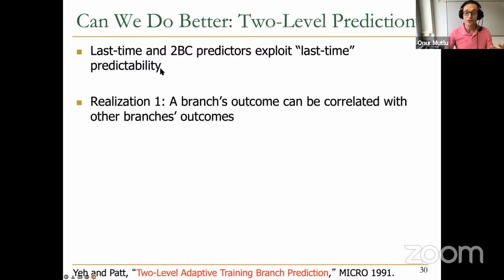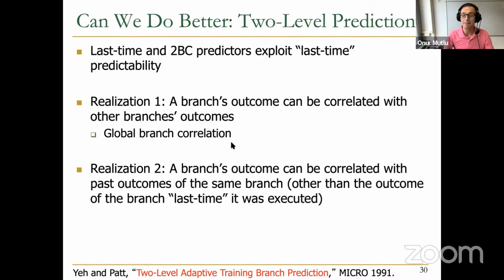Meaning, the first realization is that a branch's outcome can be correlated with other branches' outcomes, completely independent branches, independent in the sense that they're at some other program counter. But they may be dependent on each other in terms of some semantic relationship of the program, right? This is called global branch correlation, and we're going to look at that first.